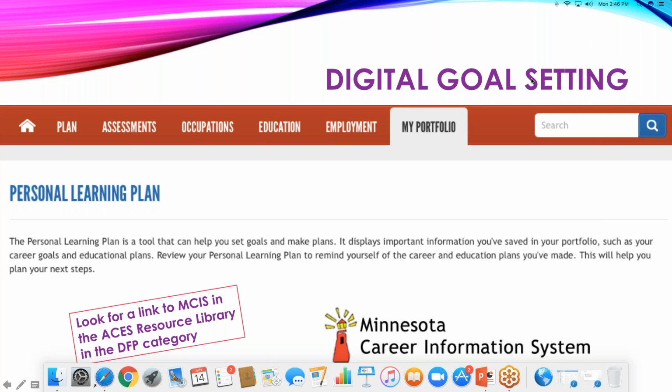If you're not familiar with MCIS, there is more information on the Atlas website under the professional development in the ACES resource library in the Developing a Future Pathway category. So we'll look at that in a little while, what the ACES resource library looks like in case you didn't get all that. There is more information about MCIS. So really a great thing to look at, bringing in digital literacy, bringing in goal setting, bringing in a lot of these skills that we're talking about today.